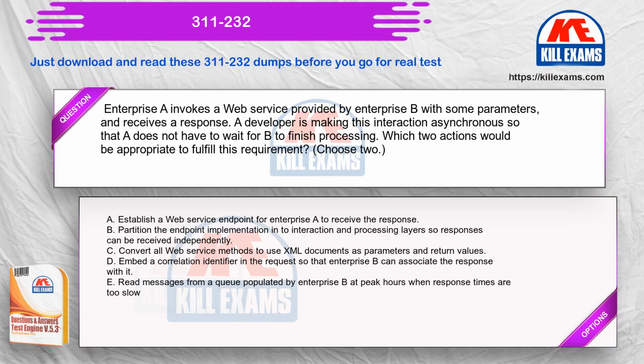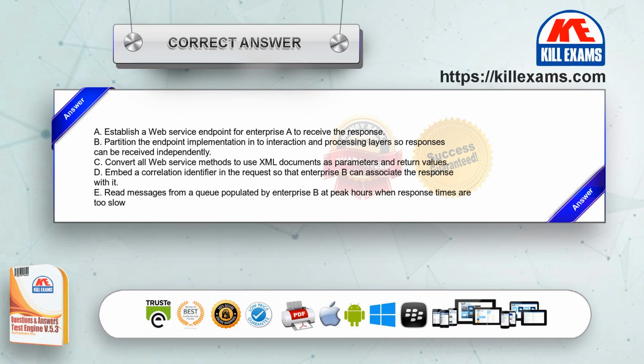Option B. Partition the endpoint implementation into interaction and processing layers so responses can be received independently. Option C. Convert all web service methods to use XML documents as parameters and return values. Option D. Embed the correlation identifier in the request so that Enterprise B can associate the response with it. Option E. Read messages from a queue populated by Enterprise B at peak hours when response times are too slow. The correct answer is option A, D.